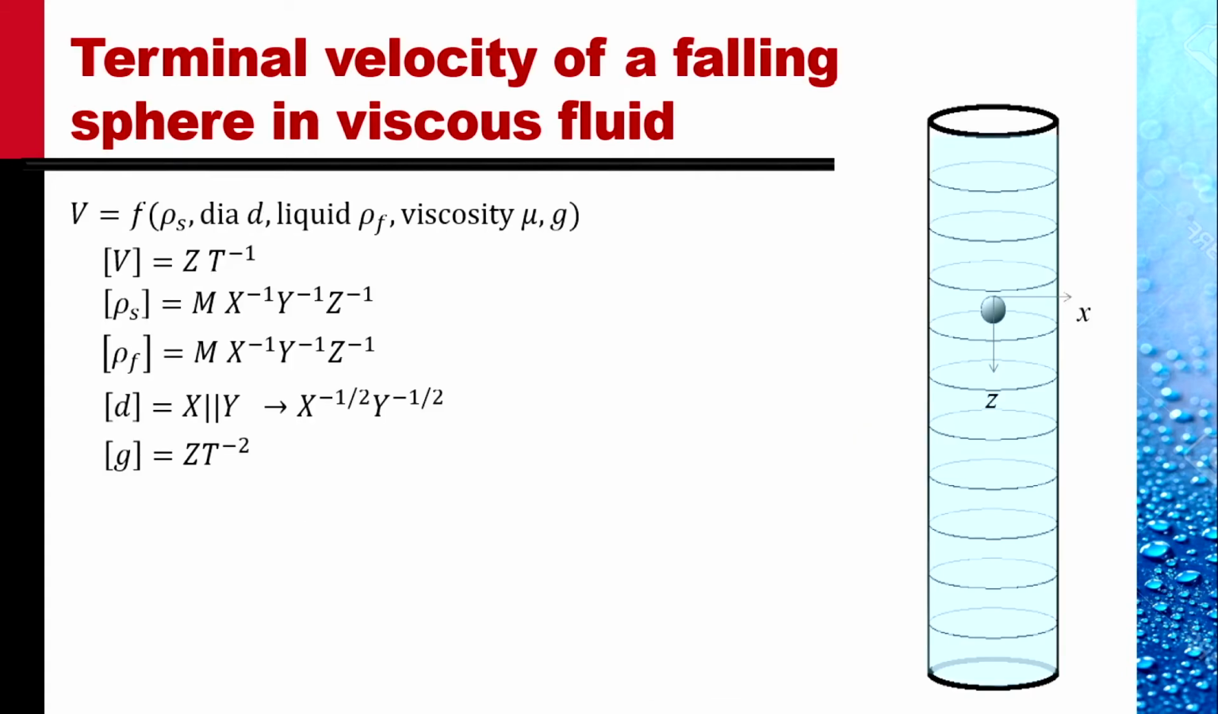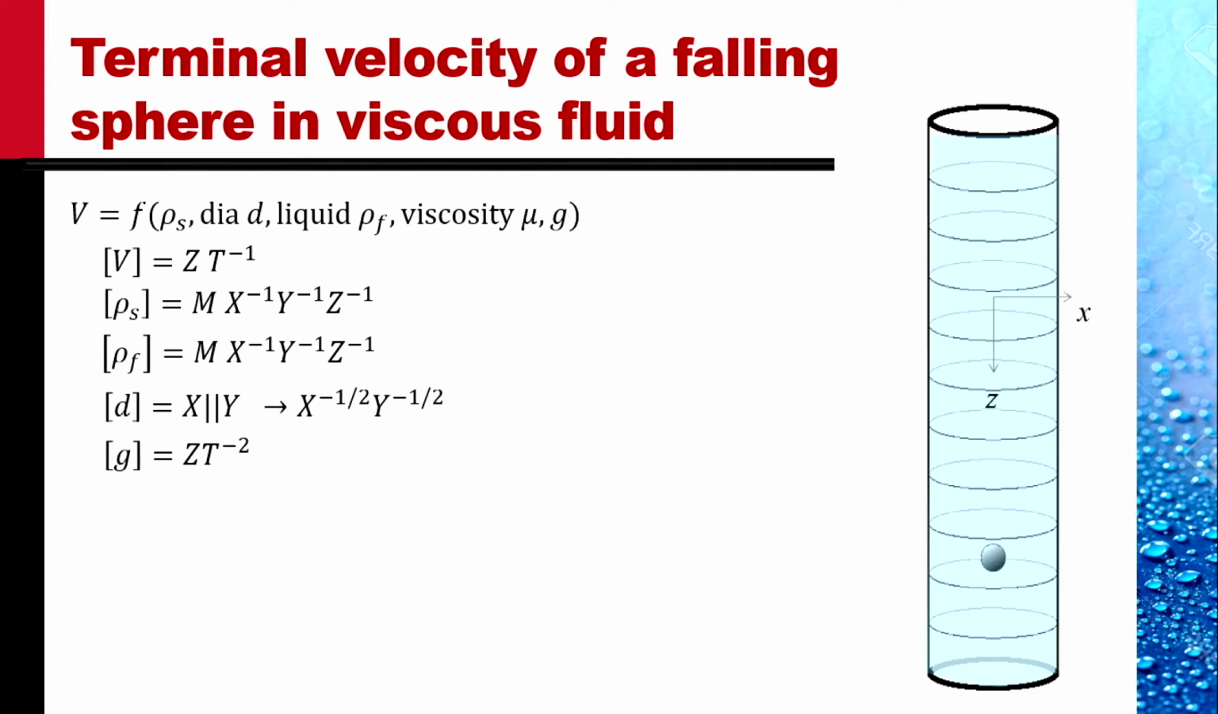Let's consider next an example from fluid mechanics. Let us consider the terminal velocity of a falling sphere in a viscous fluid. As a sphere falls in a column of viscous liquid, it accelerates initially under the combined influence of the weight and the buoyancy force.